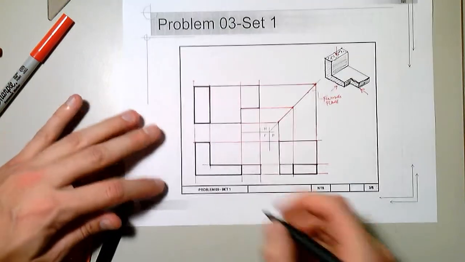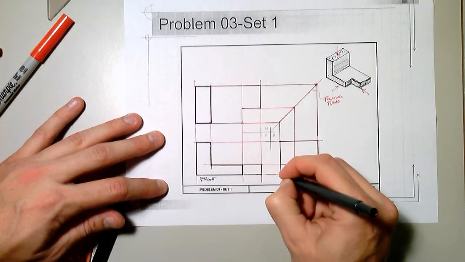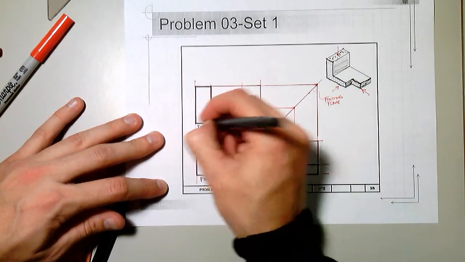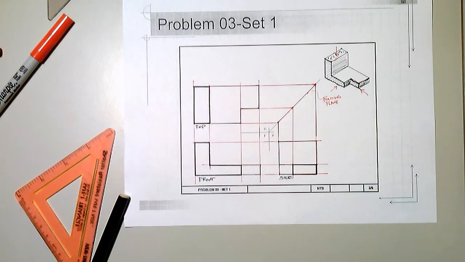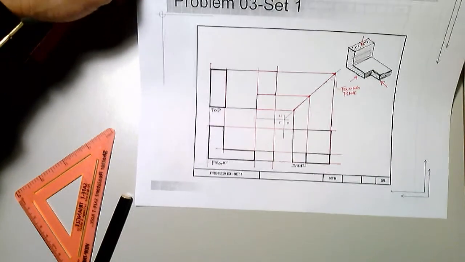Right, so we have our front view, side view, and top view. Alright, there's drawing 3. Now we're going to move to 4, doing some of the same processes.